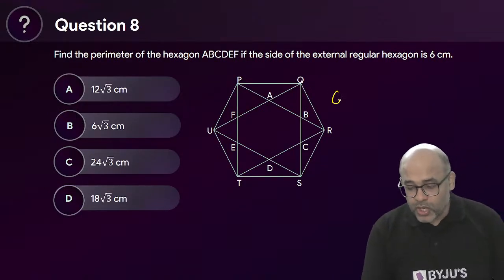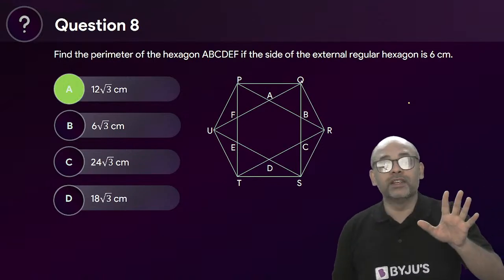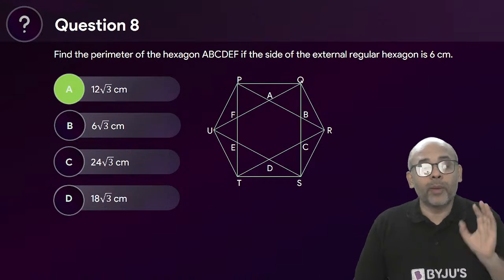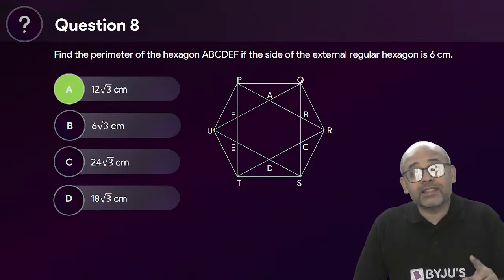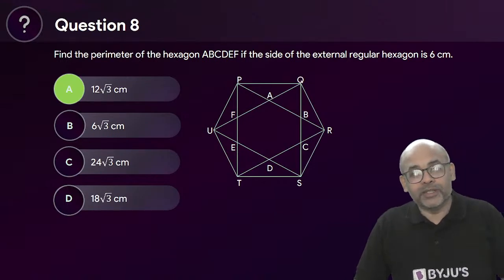The moment I see geometry, this itself is cross, gone. I'll not bother about the others. For me, geometry is a no-no. Geometry is a no-no, unless the paper has been good and I'm in a good mood that day. Yeah, I'm a moody person once in a while.